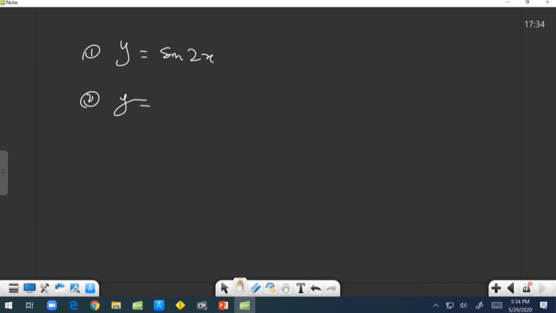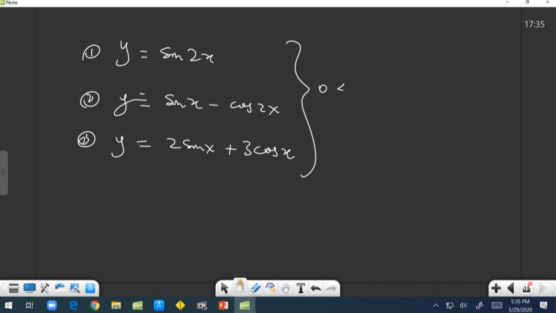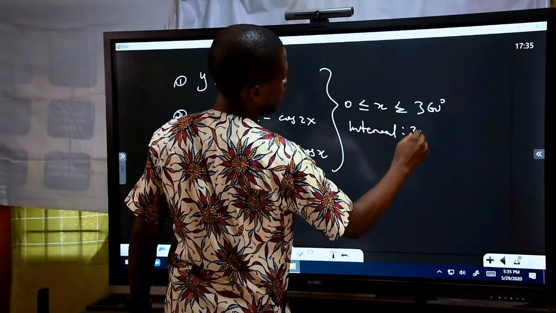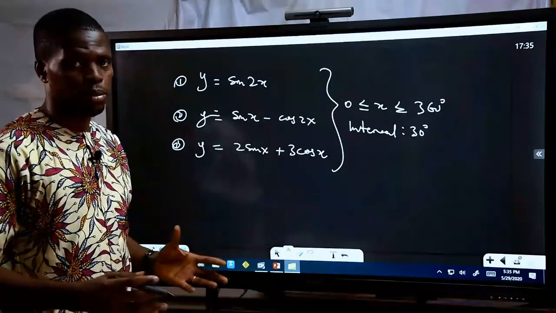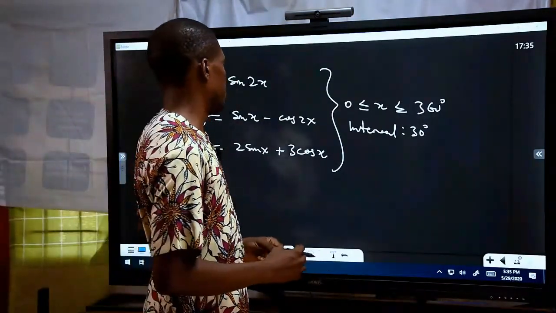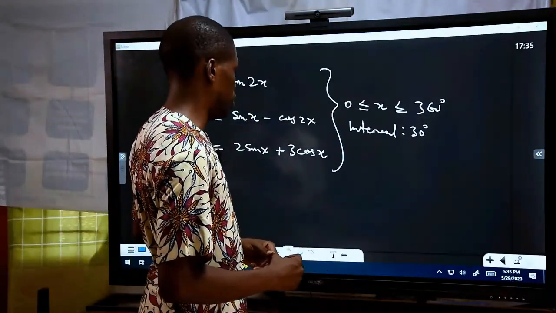Y equal to sine x minus cos 2x. And the third one is y equal to 2 sine x plus 3 cos x, using the angle 0 less than x less than 360 degrees. Use the interval of 30 degrees to prepare your table. So with that, you can solve some problems in trig functions.